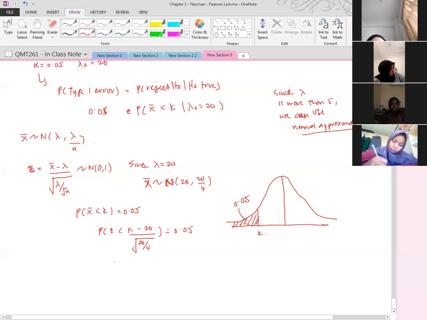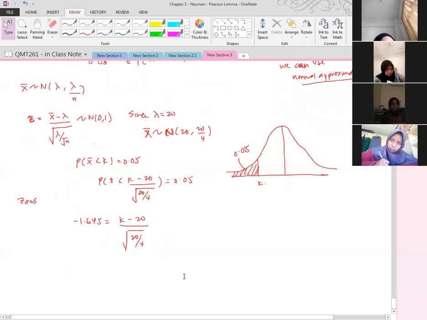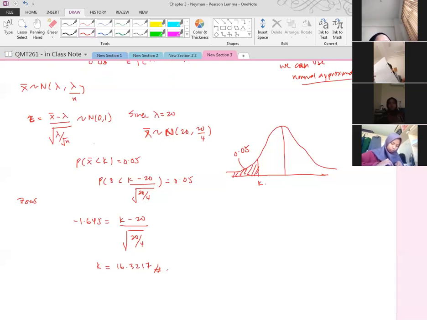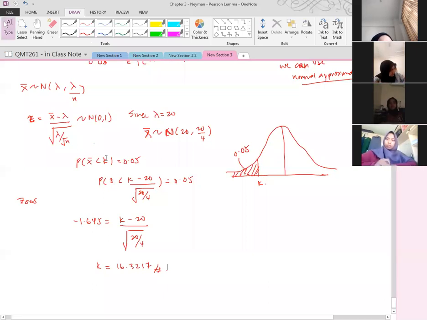So based on z 0.05, it should be equal to negative 1.645, which equals k minus 20 over square root of 20 over 4. So now from here we can know the value of k is equal to 16.3217, right? Are you okay?